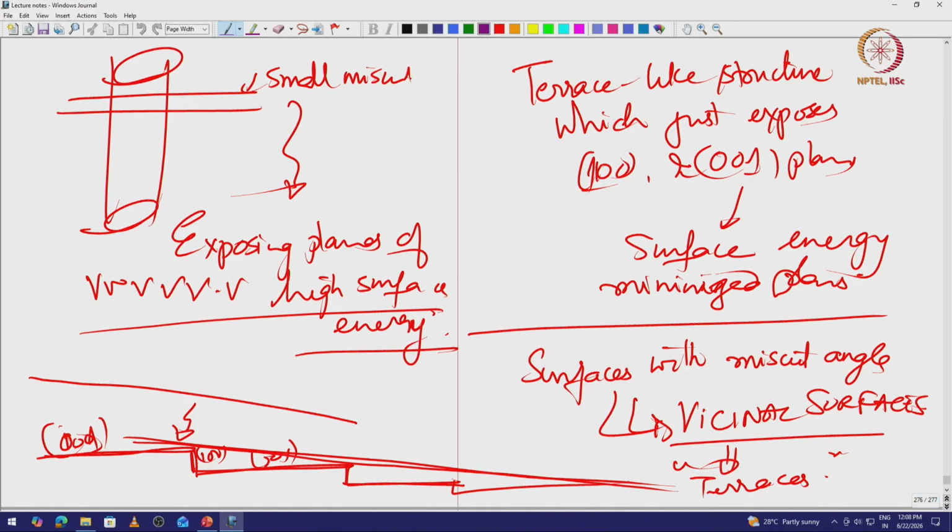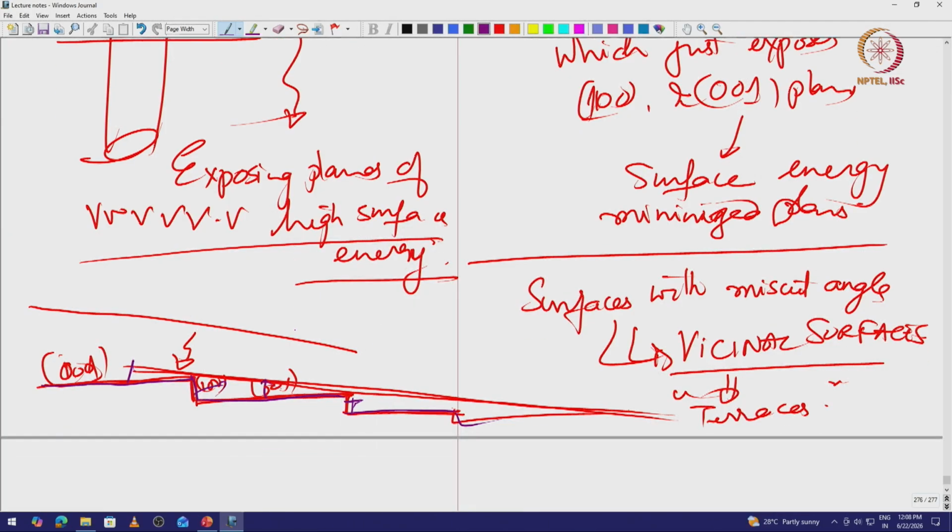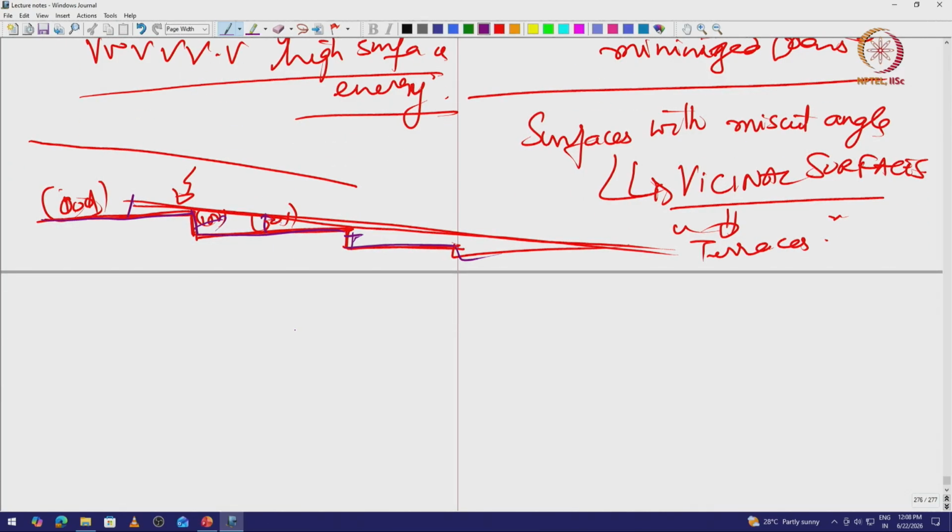It's going to be a set of various different planes exposing both the 001, you can see here, right, as well as the 100, 001, 100, 001, 100, and so on and so forth, right. Both of these are low surface energy planes. So it wants to expose low surface energy planes, it wants to minimize the total surface energy, but overall I get this angle, which is what is known as the miscut angle, theta. Okay, so theta is called the miscut angle.